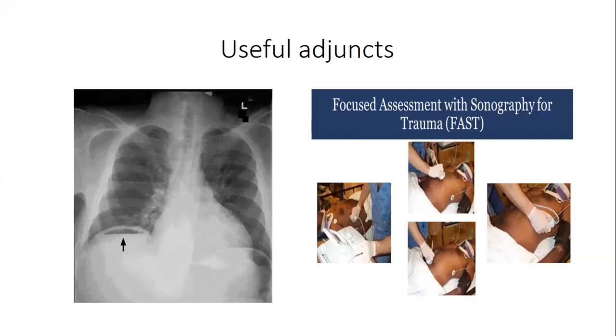There are some useful adjuncts that I cannot go without mentioning when you're assessing the chest and the abdomen. One of them is direct chest abdominal X-ray, and we can already see some pathology for those who are medical. Air under the right hemidiaphragm usually points to rupture of abdominal viscera. And then the focused assessment with sonography in trauma, nowadays abbreviated as EFAST, because there's a component to assess the chest also to look for pneumothorax, hemothorax, and rib fractures.